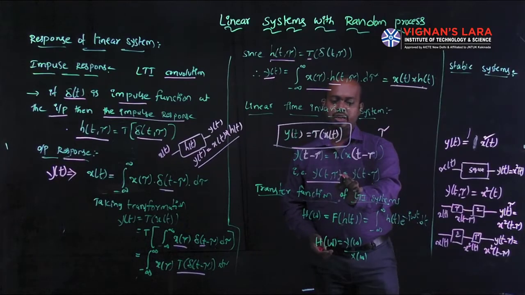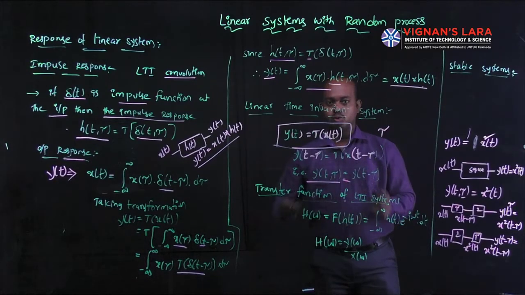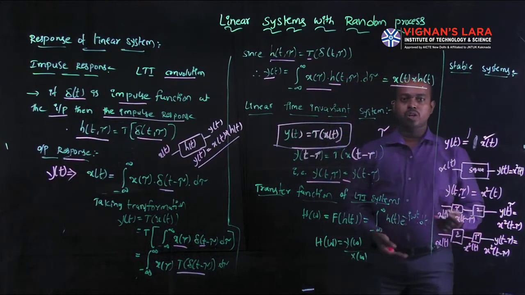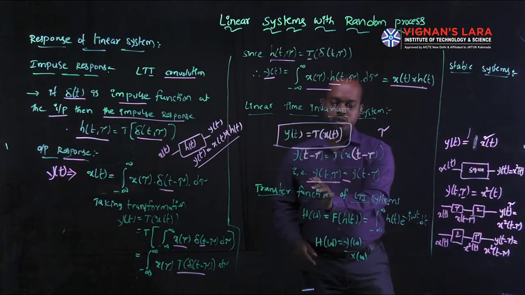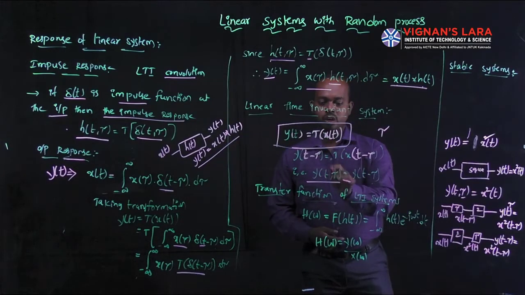If it is equal, it is time invariant. If it is not equal, it is a time variant system. This is the condition to check whether a given system is time variant or invariant. If both quantities are equal, it is invariant. That is what we have to do here. We can check this condition by finding y of t comma tau as well as y of t minus tau.